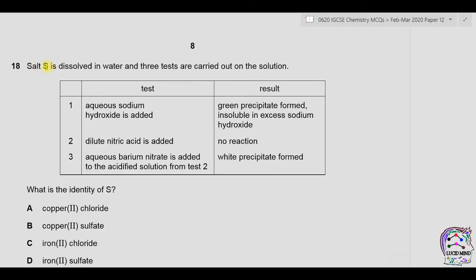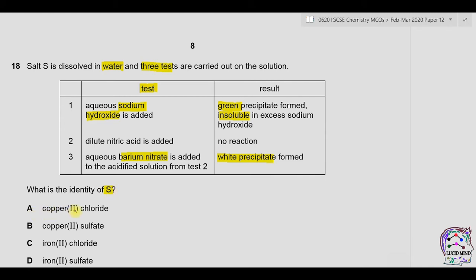Question 18. Salt S is dissolved in water and 3 tests are carried out to the solution. First test is the aqueous sodium hydroxide is added, and the result is green precipitate being formed which is insoluble in excess sodium hydroxide. 2 is the dilute nitric acid test, in which no reaction takes place. 3 is aqueous barium nitrate addition and white precipitate is formed. What is the identity of S?